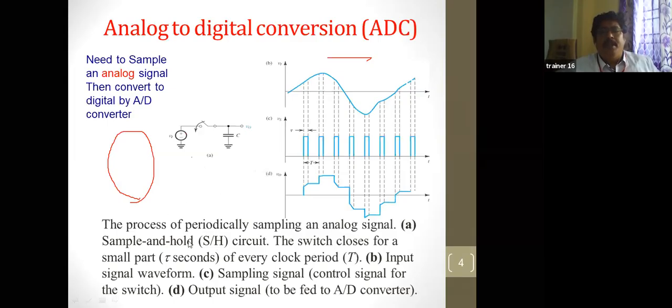When it touches this one, automatically some of the analog signal will hold. The analog signal is in continuous form, like this. But for visibility and understanding purposes, we have to go for the sample and hold circuit. So from this we can get that wave, the output of this one, which is nothing but the input signal waveform.